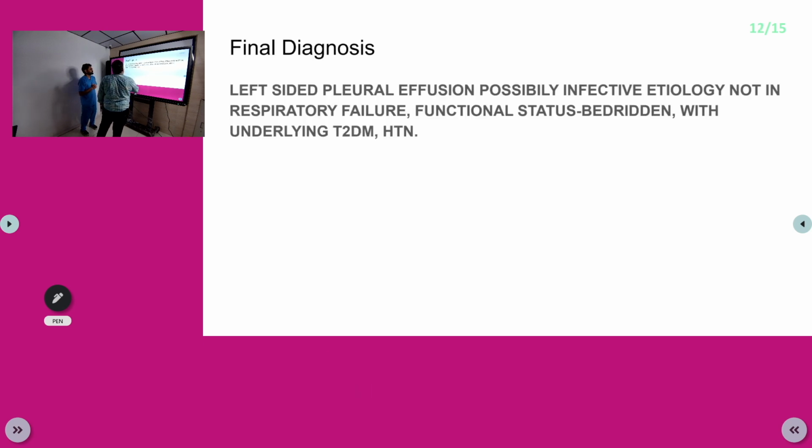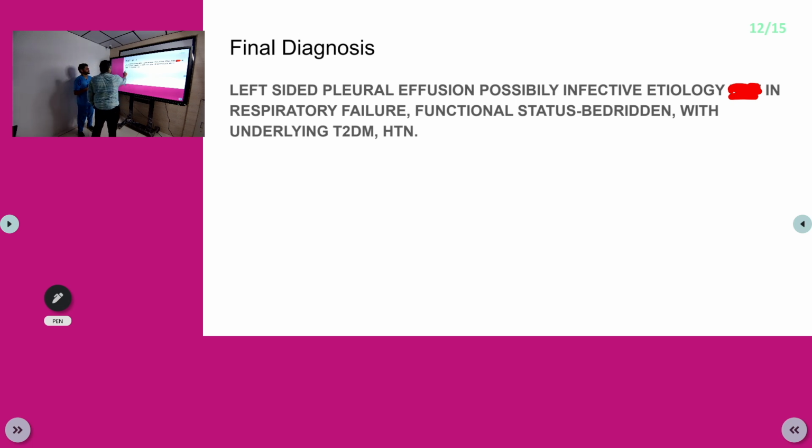So the final diagnosis you have put is a left-sided pleural effusion, possibly infective etiology, not in respiratory failure. I think he is in respiratory failure, no? He is having hypoxia. You are supplementing him with oxygen. So he is still not in respiratory failure. Functional status bedridden because he is having breathlessness, with underlying type 2 DM and hypertension.